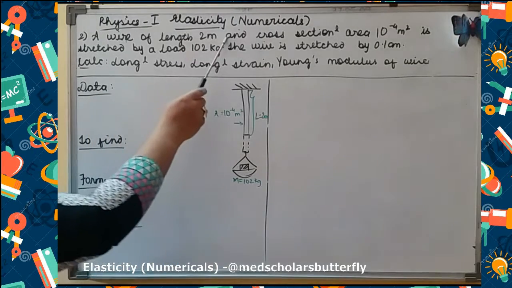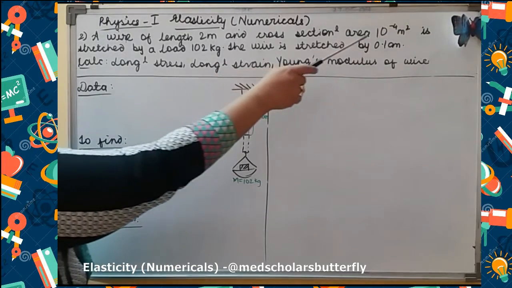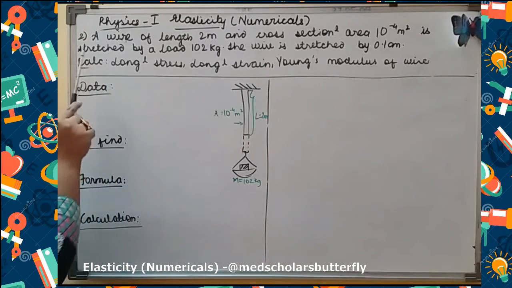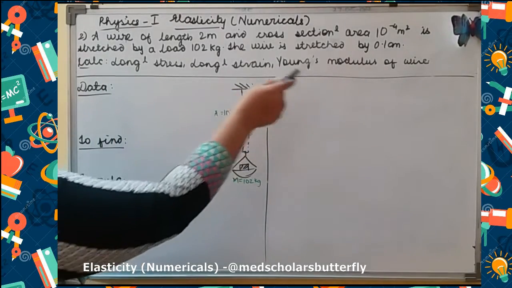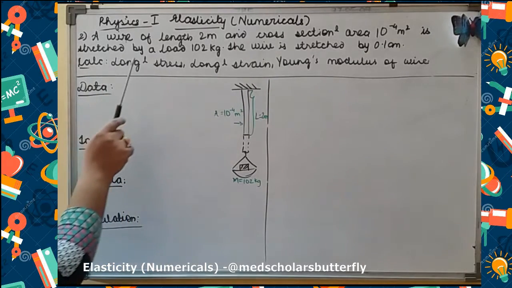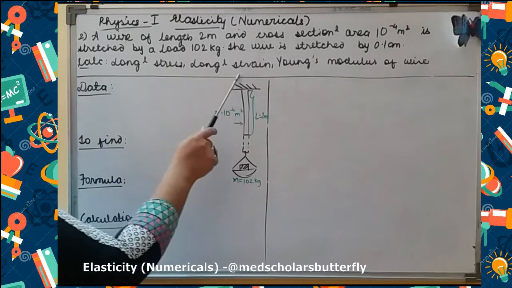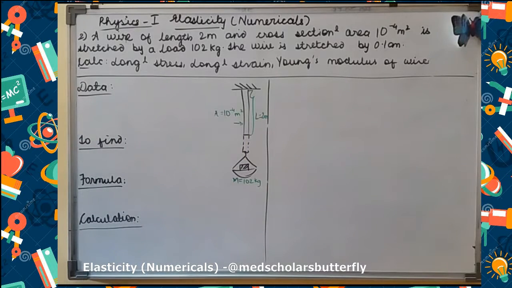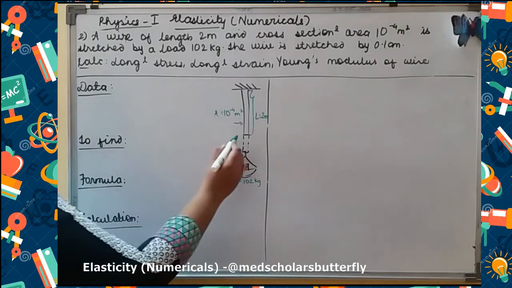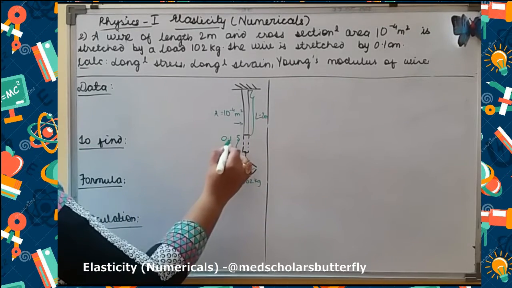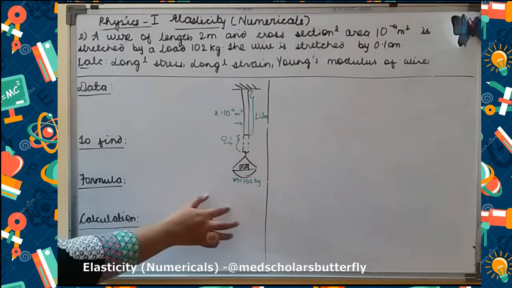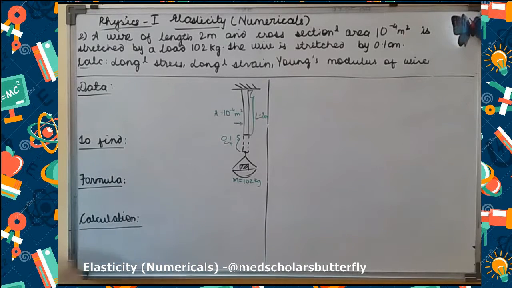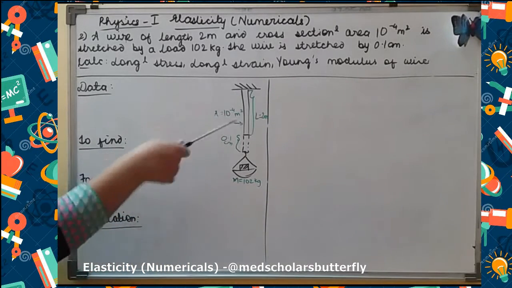A wire of length 2 meter and cross-sectional area 10 raised to minus 4 meter square is stretched by a load of 102 kg. The wire is stretched by 0.1 centimeter. Calculate longitudinal stress, longitudinal strain and Young's modulus. So here is a diagram which you can also draw, a rough diagram. It is not given but I have drawn it.